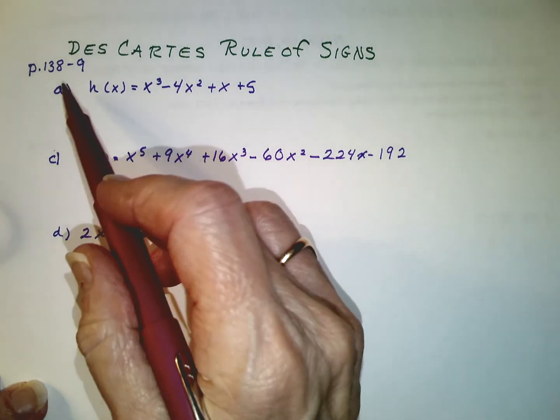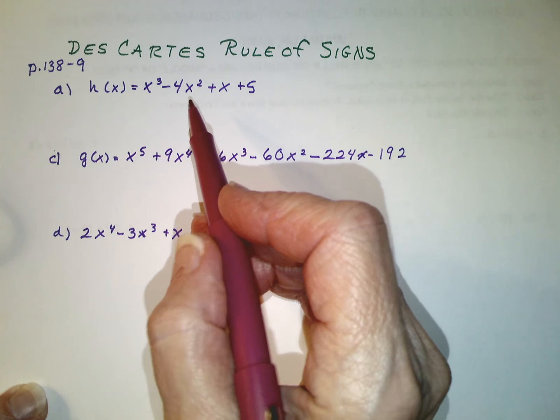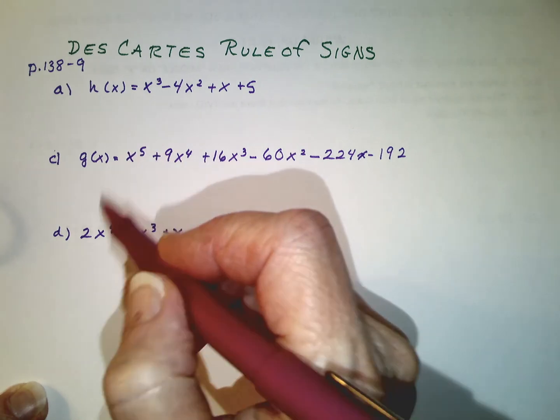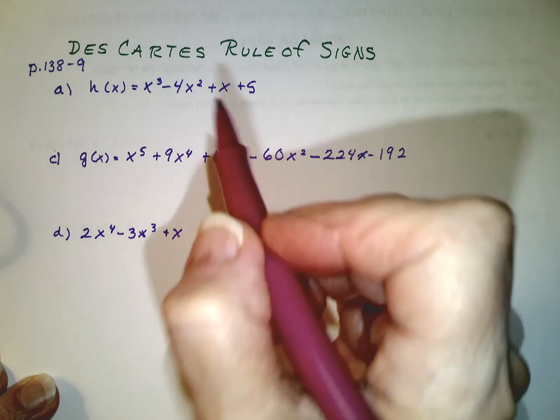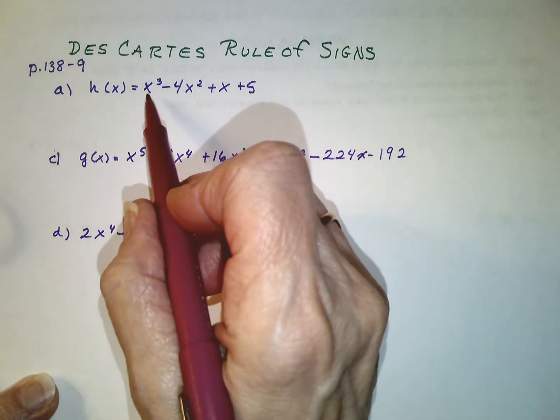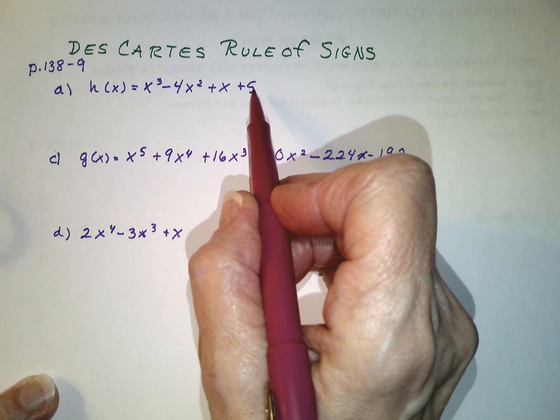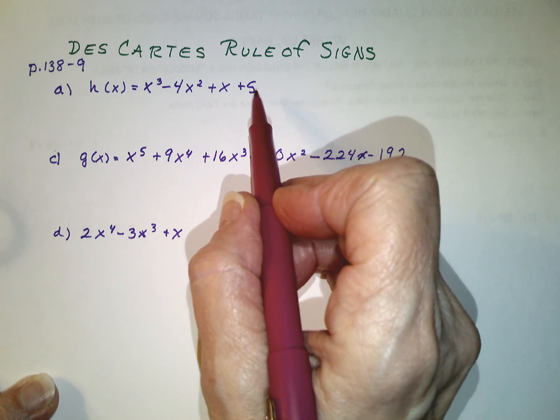Alrighty, so page 138, Try These A. These two are from Try These A. The one labeled D here is not. It's one that came off the internet. First thing we should check, it's in proper form, descending powers.